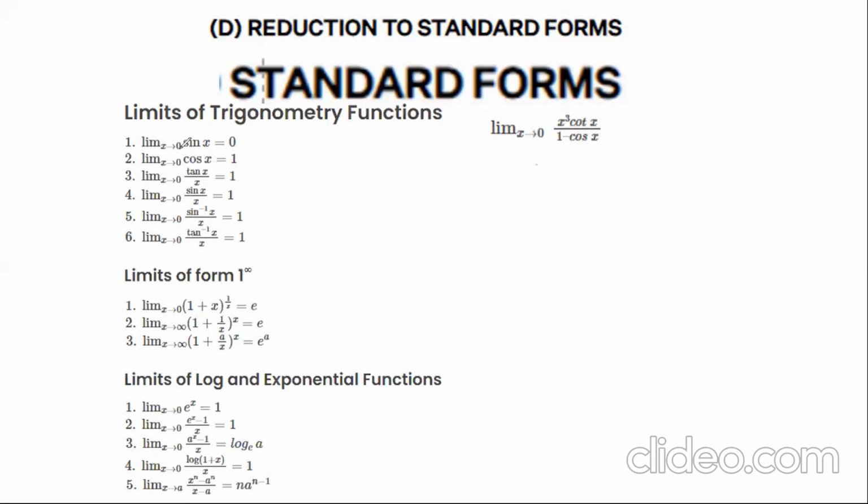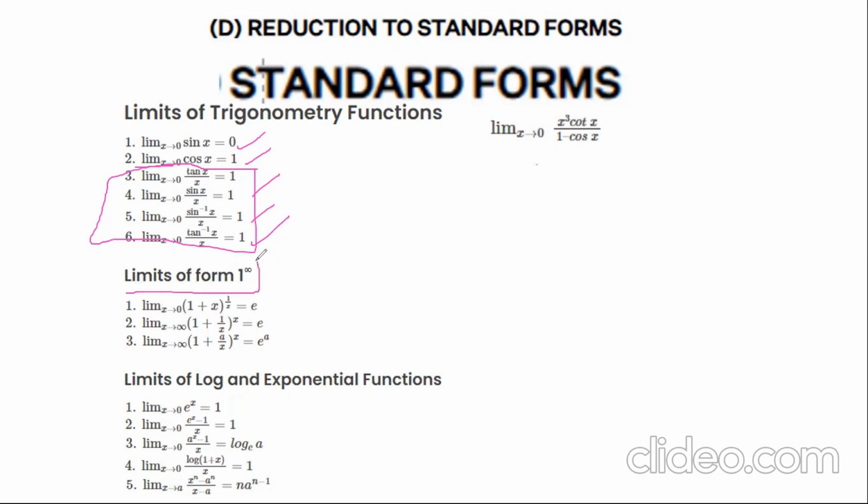Limit x tends to 0, sin x is 0. Limit x tends to 0, cos x is 1. Limit x tends to 0, tan x by x. These are very, very important. Tan x by x, sin x by x, sin inverse x by x, tan inverse x by x. Sin and tan, x by x, always 1. You remember like that, an easy way. Tan x by x or tan inverse x by x, sin inverse x by x, sin x by x, all are 1.